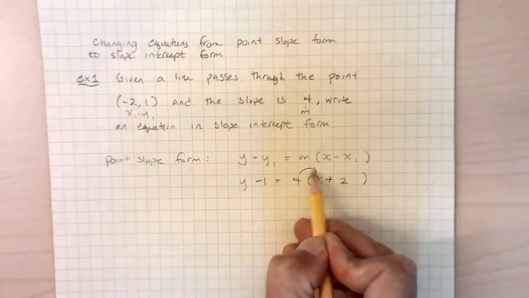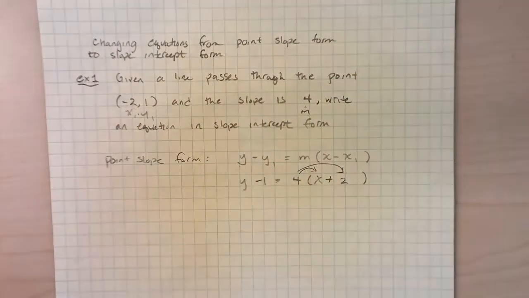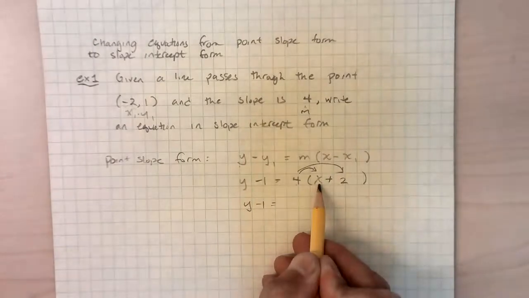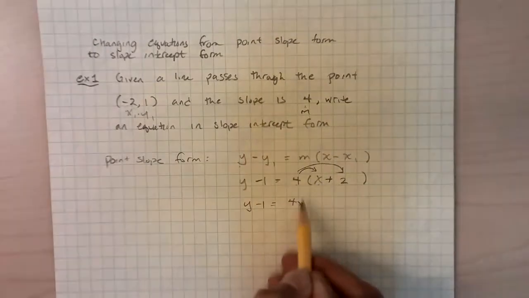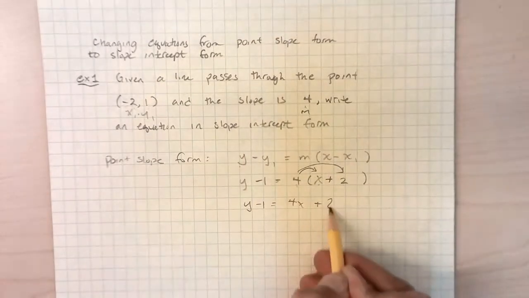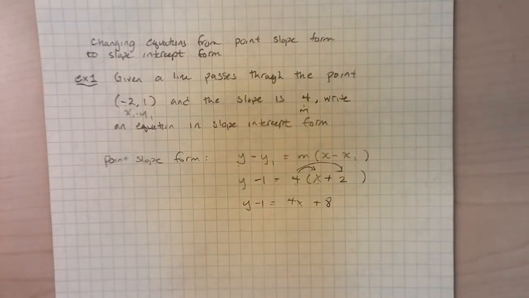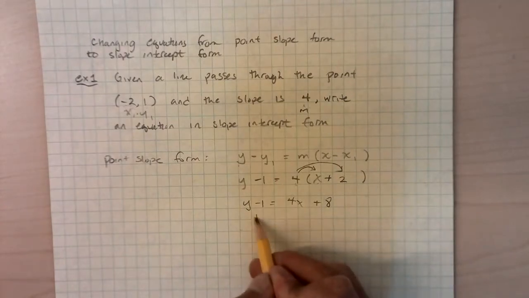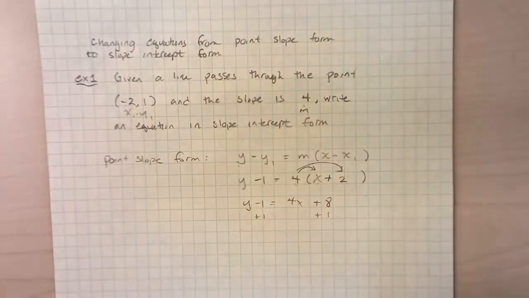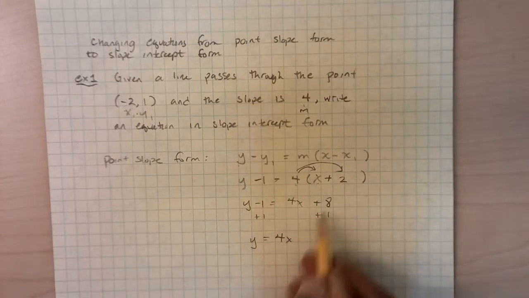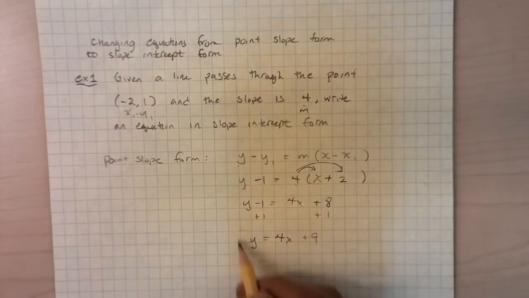I want to distribute the slope on the right-hand side. So on the left side, it's just y minus 1. On the right side, it's 4 times x, which is 4x, and then 4 times 2, which is 8. And then we only need to do one more thing to solve this for y. And if it's solved for y, then it would be in slope-intercept form. So then I could add 1 to each side. You could only add 1 to the 8 on the right side. Then the equation becomes y equals 4x plus 9, since 8 plus 1 is 9.